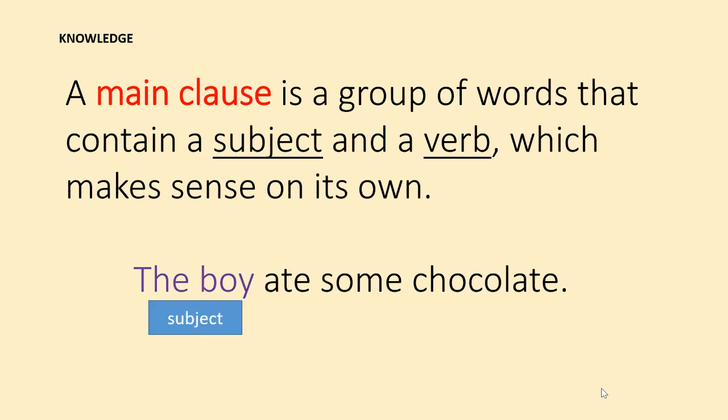The boy is the subject. That's what the sentence is about. And what did he do? Well, he ate some chocolate. So there we go, and you can add things to the sentence to make it better. You could say, the curious boy ate some delicious chocolate, and have your expanded noun phrases there.